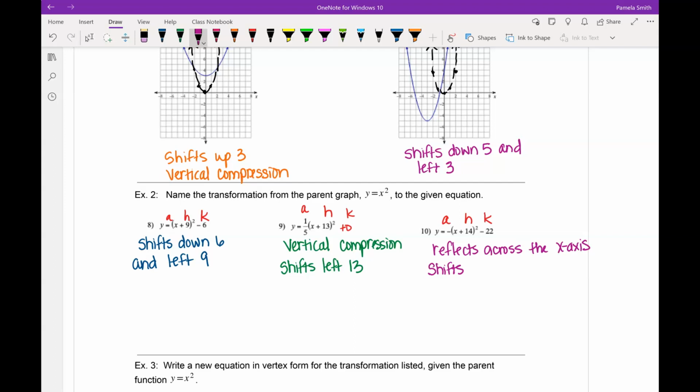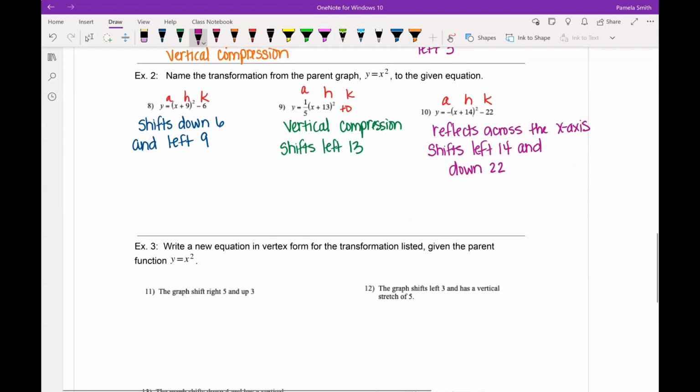So this one is going to shift left 14 and down 22. Now the last part is going backwards from this. They're going to give us the transformation and we have to give them the equation based on what we are told.